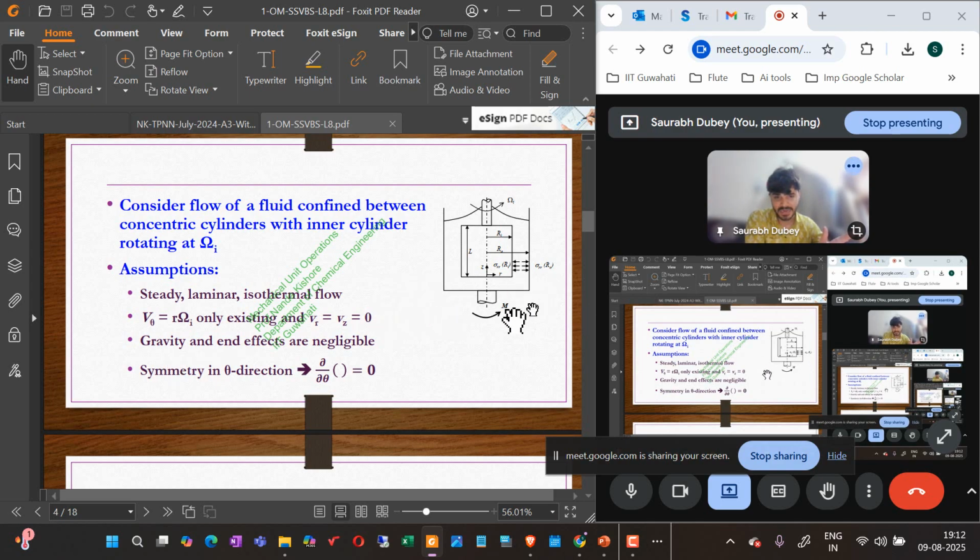End effects means at this end or at that end, because of the meniscus formation, if there are some changes, those are not considered. So with symmetry in the theta direction, you can consider this as an axisymmetric problem where this is rotating. Anything happening this side, the same will be happening on the opposite side. That has to be taken into account, and you get a simplified system that can be achieved by considering the entire problem in axisymmetric geometry.